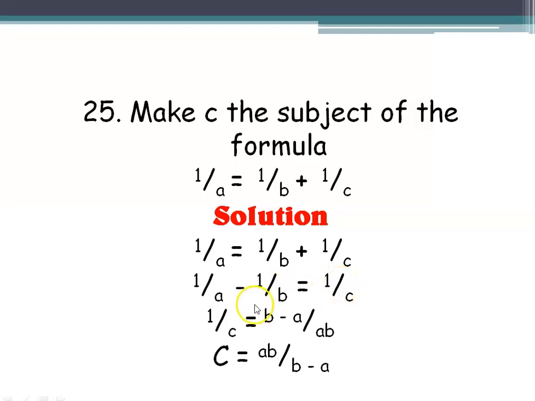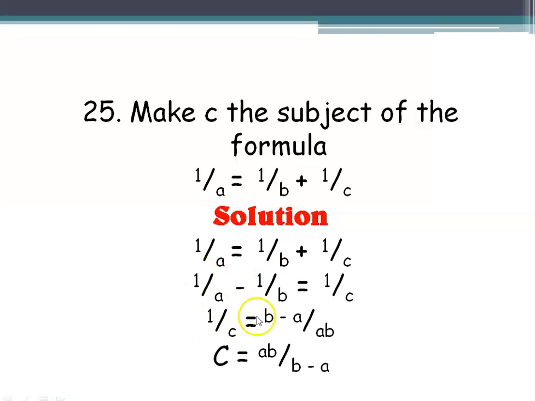Is that taken? The next thing is to find the LCM of A and B. LCM of A and B is AB. Is that taken? So A in AB is B. B times 1, B. B in AB is A. A times 1, A. So that's why I have B minus A over AB is equal to 1 over C. But remember, what we want to make the subject of the formula is C.